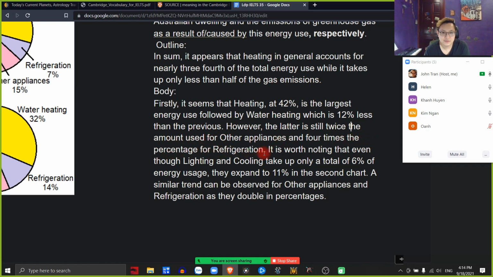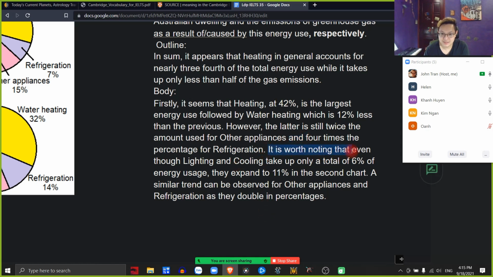And 4 times the percentage for refrigeration. Một câu phức này các bạn thấy không? Được nối với một cái chữ and. Và mình so sánh 2 lần. Gấp đôi cái này và gấp 4 cái kia. So, a complex sentence that compares 2 times this one and 4 times that one, connected by and.